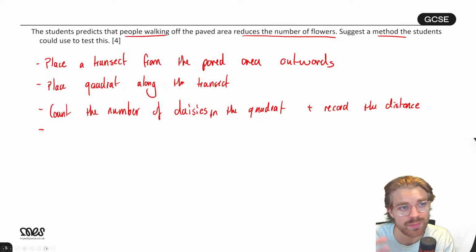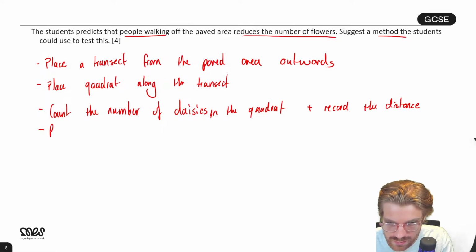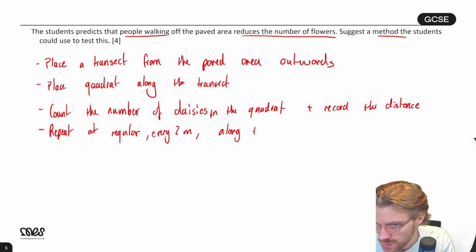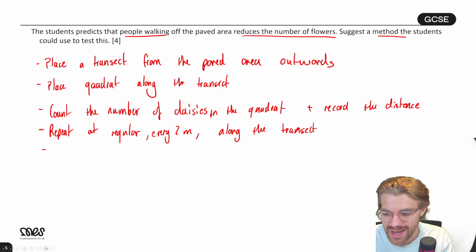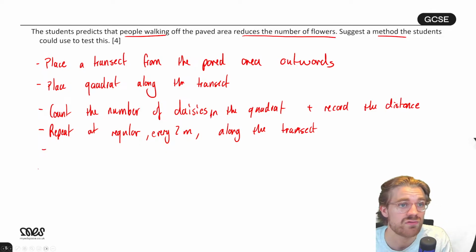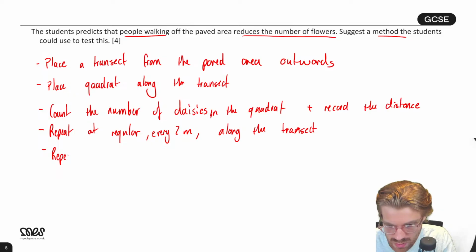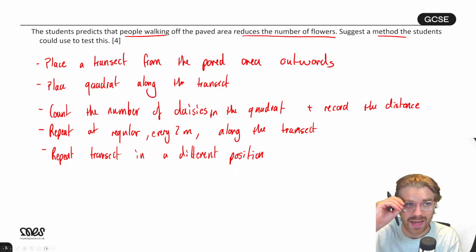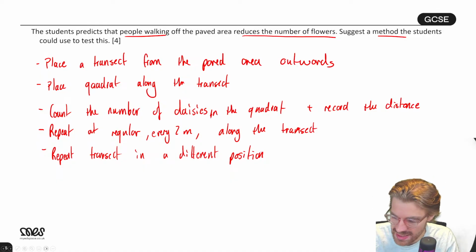And as we're going to do this, we're going to repeat this at regular intervals along the transect. So this could be every meter perhaps, or every 2 meters along the transect. Then as we continue to place it along the transect, we need to then repeat that transect as well. So repeat the transect in different positions. And then we can plot our results and we can get an indication of the distribution of these daisies.